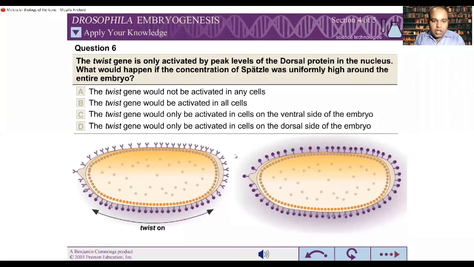Okay, if the spazole is uniformly high across the embryo, then the dorsal protein will enter into both dorsal as well as the ventral nuclei. Dorsal protein दोनों में enter कर जाएगा. जब दोनों में enter कर जाएगा तो क्या कर देगा? Twist genes will get activated in all of them. Okay, just click that option, clearing all the drawings.